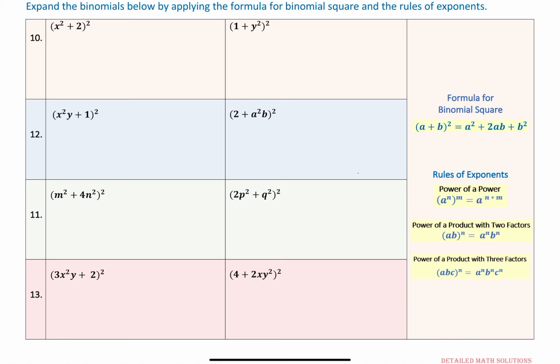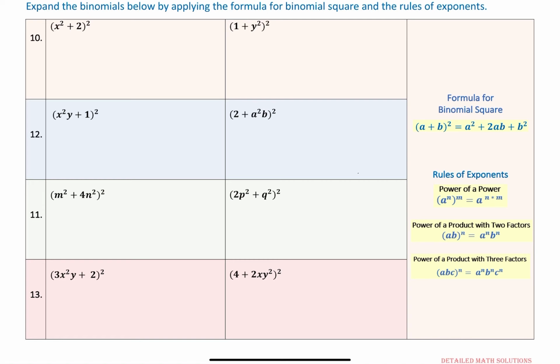The next rule of exponents I'm going to use is the power of a product with two factors. (ab)ⁿ = aⁿ times bⁿ. In other words, we distribute the exponent n to each factor a and b to find this power.